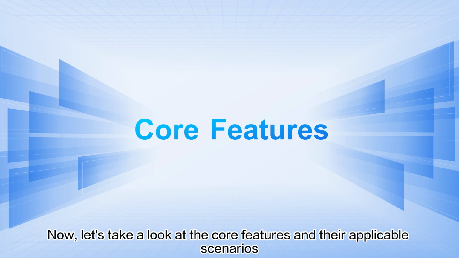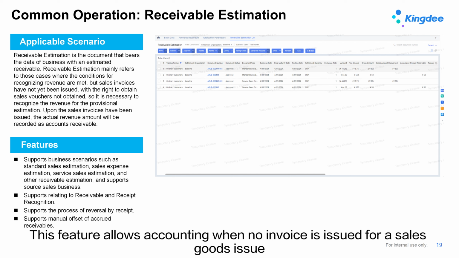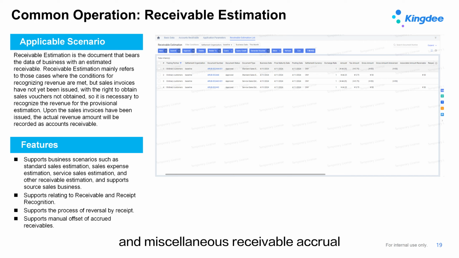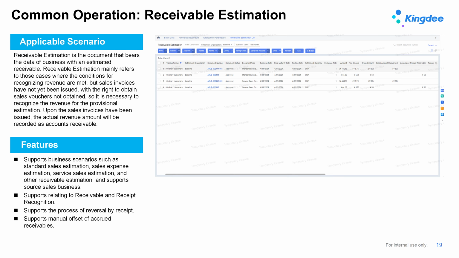Now, let's take a look at the core features and their applicable scenarios. We start with receivable estimation. This feature allows accounting when no invoice is issued for a sales goods issue. It supports business scenarios such as standard sales accrual, service sales accrual, sales expense accrual, and miscellaneous receivable accrual. This feature supports the conversion to accounts receivable and revenue and cost recognition.